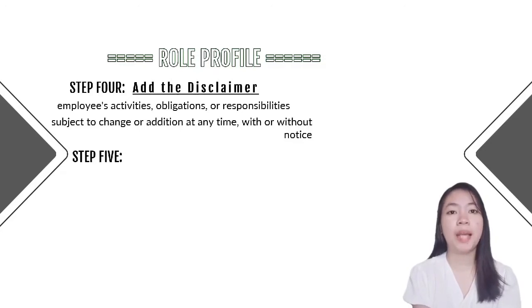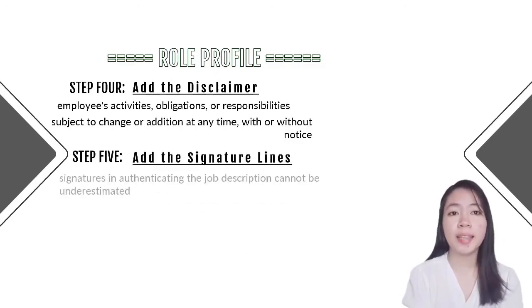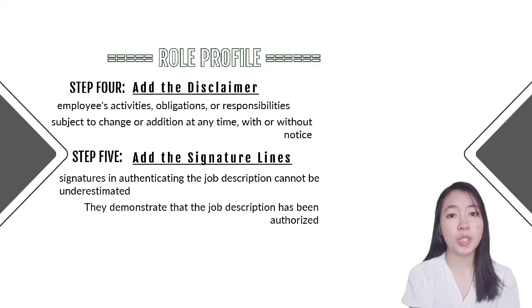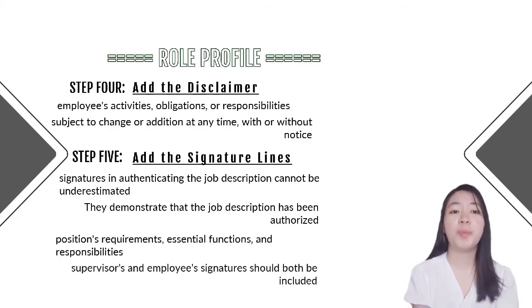Step 5. Add the signature lines. The importance of signatures in authenticating the job description cannot be underestimated. They demonstrate that the job description has been authorized and that the employee is familiar with the position's requirements, essential functions, and responsibilities. The supervisor's and employee's signatures should both be included.